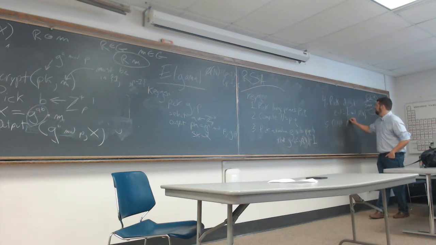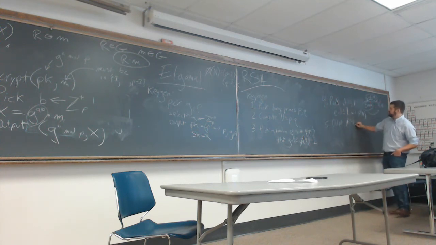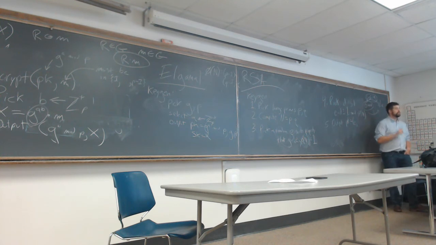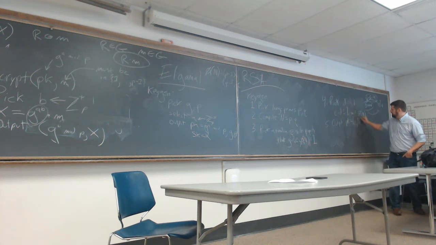Okay, so output PK equals, definitely includes E. What else? There's one more thing we need to throw in there. N. Very good. Okay, what's the secret key?